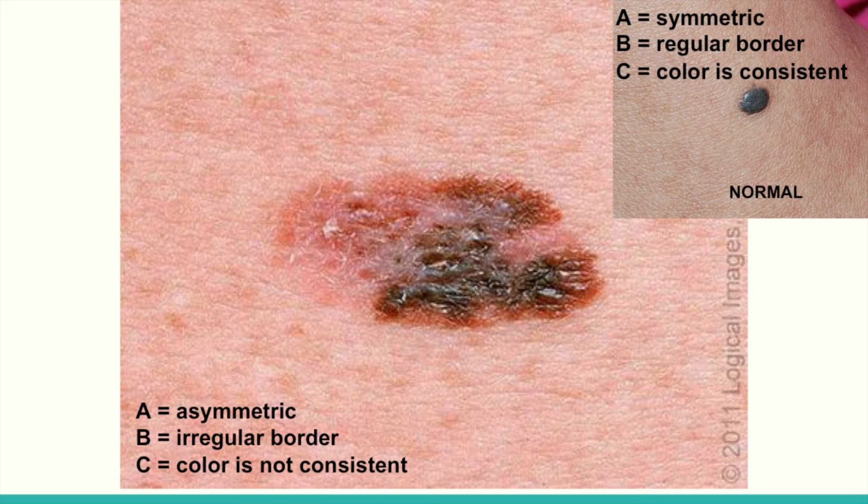In comparison, if you look at the mole on the top right corner, it has symmetry. If we were to draw a line, we could fold it over. Its border is regular, and its color is pretty consistent. Even though it's very dark, again, a really dark mole is not concerning.